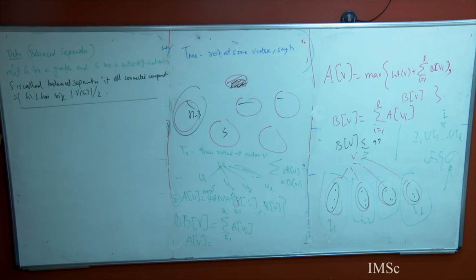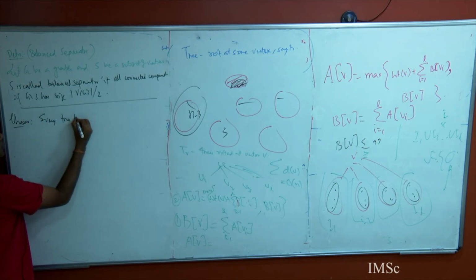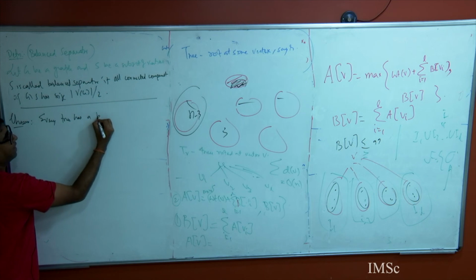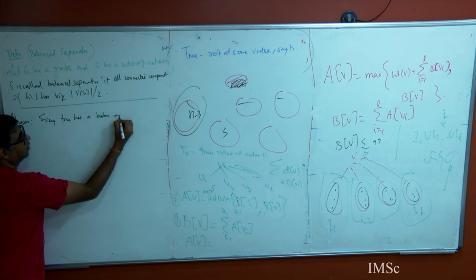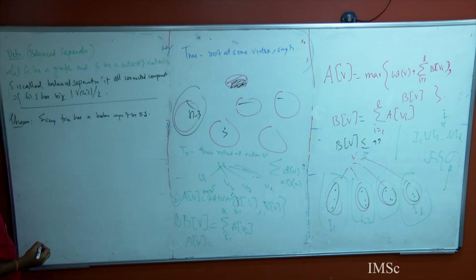There was another special property of these trees. What was the special property of trees? We proved that there is a vertex which is a balanced separator. So what we proved, theorem: every tree has a balanced separator of size at most 1.